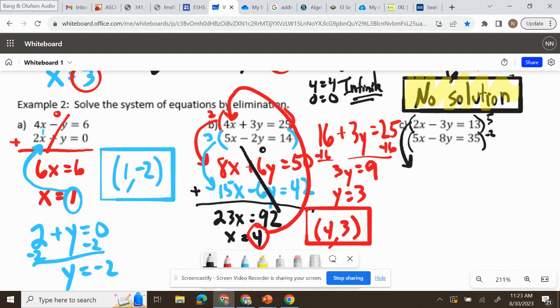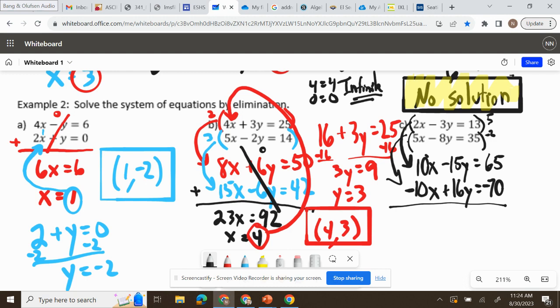When I multiply my top equation by 5, I get 10x minus 15y equals 65. When I multiply my second equation by negative 2, I now get negative 10x plus 16y equals negative 70. Notice that I now have opposites, and that's what I want, because when I add opposites, they cancel. So I get y is equal to negative 5.